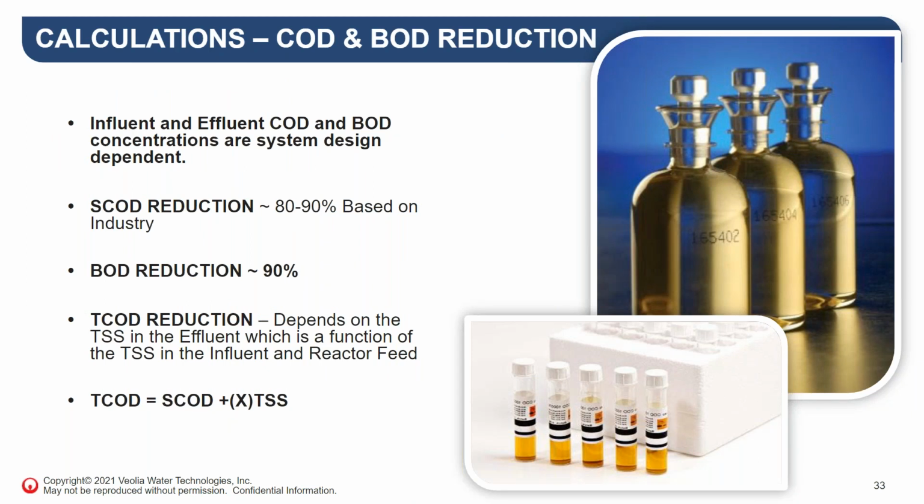Calculations. COD and BOD reduction. What typically can we see COD and BOD reduction wise? In our high rate and in all systems, the soluble COD reduction should be between 80 and 90%. And it's going to vary depending on industry and wastewater characteristics. And the BOD reduction should be 90% or more. The total COD reduction depends on the suspended solids in the effluent, which is a function of the influent TSS and a lot of other things.